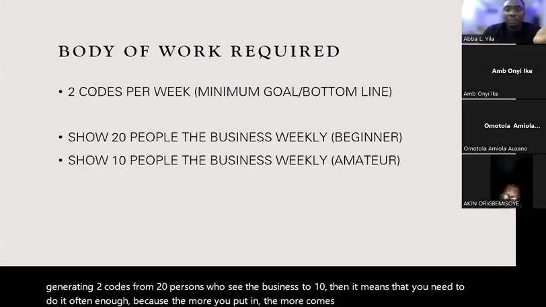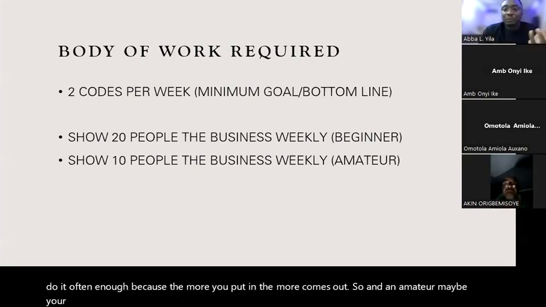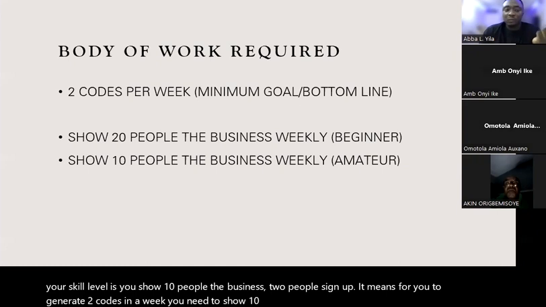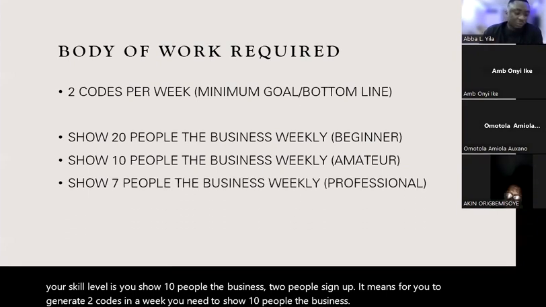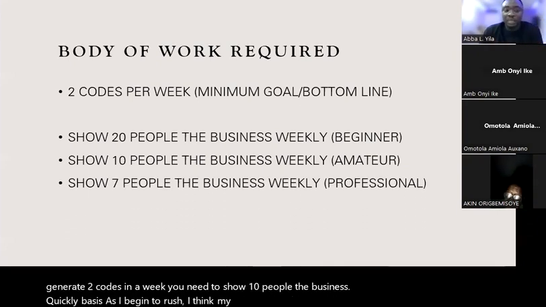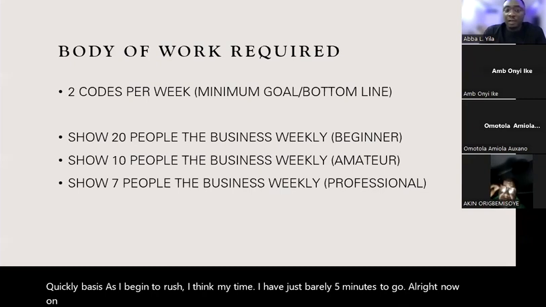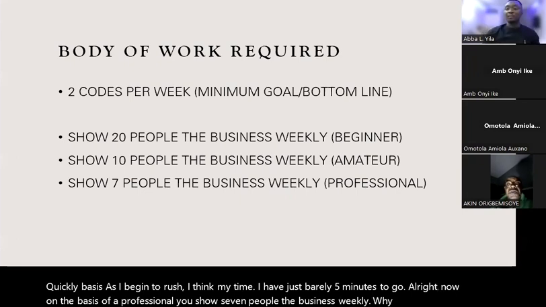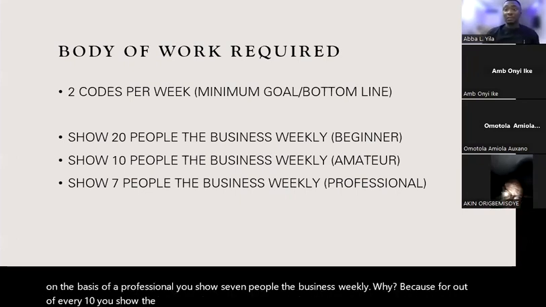So for an amateur, maybe your skill level is you show 10 people the business and 2 people sign up. It means for you to generate 2 codes in a week, you need to show 10 people the business on a weekly basis. I have just barely 5 minutes to go, so I take my time. All right. Now, on the basis of a professional, you show 7 people the business weekly. Why? Because out of every 10 you show the business, 3 people or more sign up.